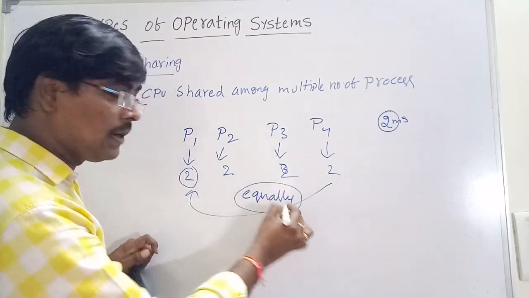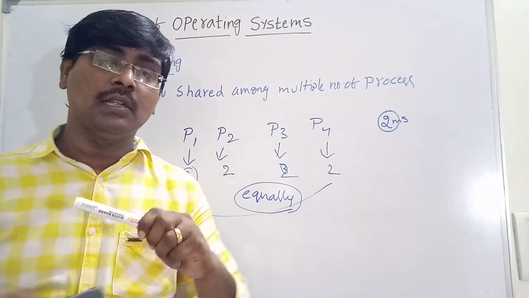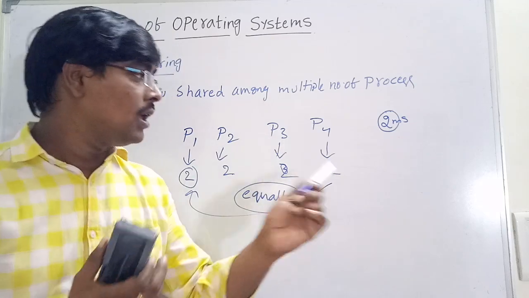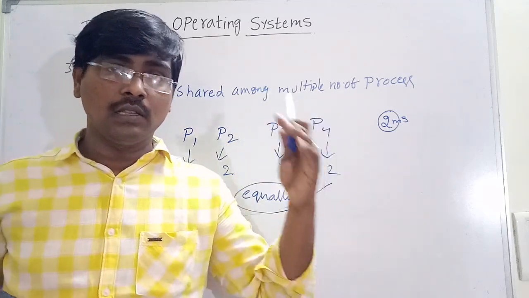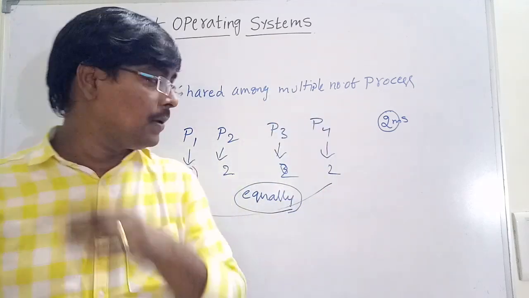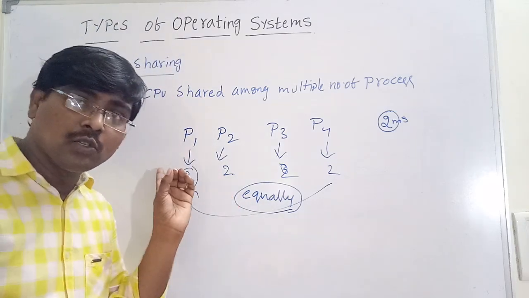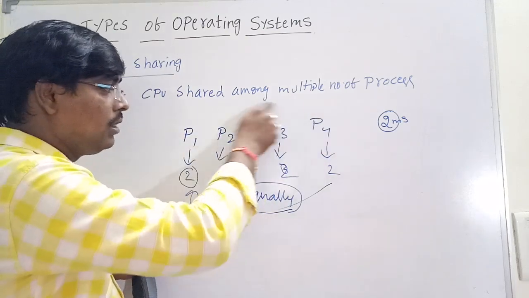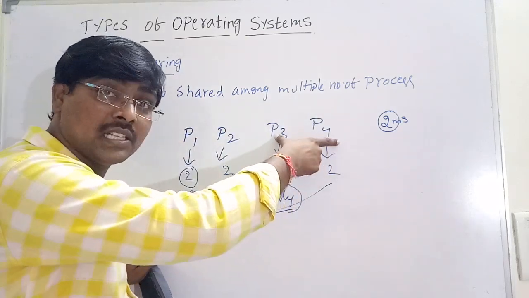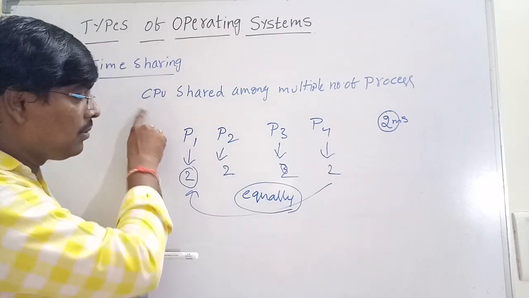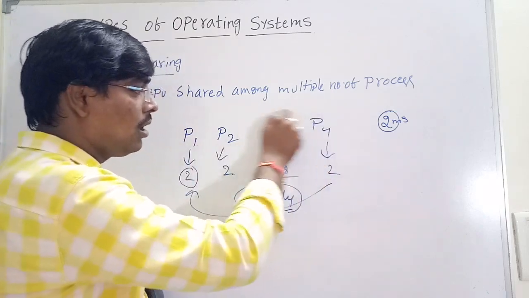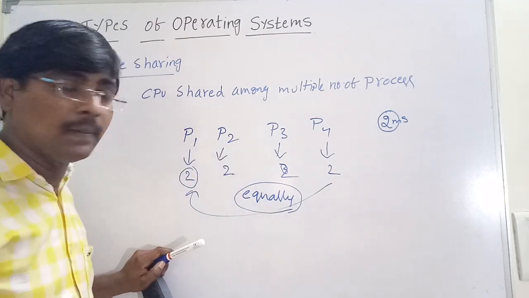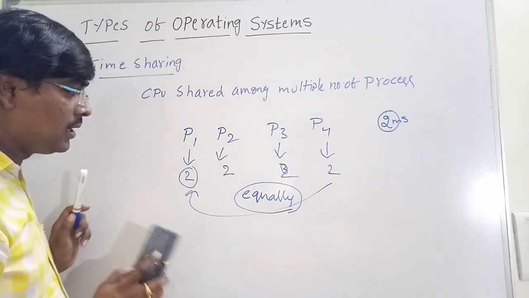In a multiprogramming system, there is no equal concept. That is, if a high priority process comes, the low priority process has to wait. Or if a process does not require any IO operation, another process has to wait. But in a time sharing system, all the processes are considered equal, and the total time of the CPU is shared among all the processes equally. This is called a time sharing operating system.